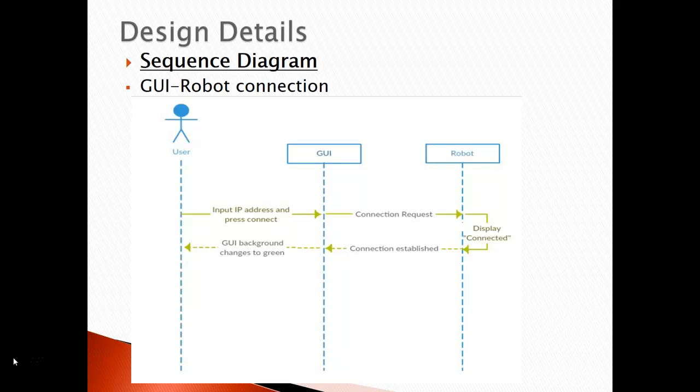The first sequence diagram is for GUI robot connection. This diagram has user, GUI, and robot. When the user enters the IP address and presses connect, the GUI will send connect request to the robot. Upon successful connection, robot will display connected. Then the user will be notified in the GUI about the connection status.